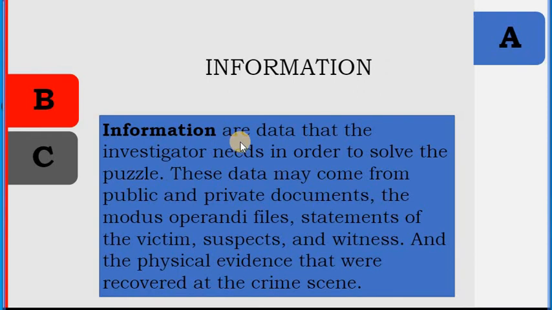So, information, these are the data that the investigator needs in order to solve the puzzle. So, ito yung mga facts na kailangan niya. So, this data may come from public and private documents, the modus operandi files, statements of the victim, suspect, and witness, and the physical evidence that were recovered at the crime scene. Yung mga information na yan, magagather niya dun sa mga taong involved sa crime scene, witness man yan, victim man yan, or suspect, and also, kung hindi man siya testimonies, it could be information coming from the physical evidences kung ano man ang nakita niya.